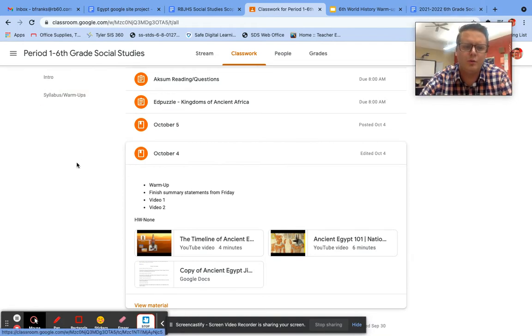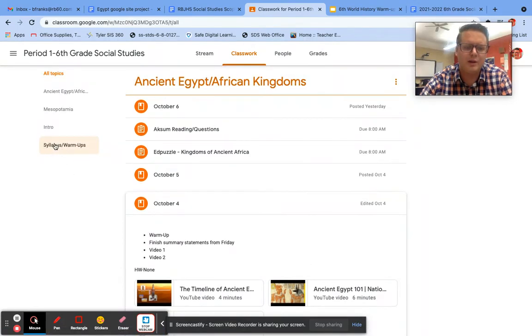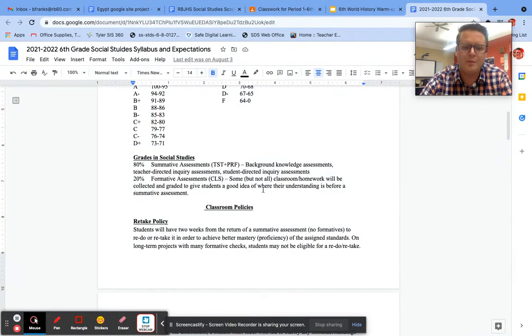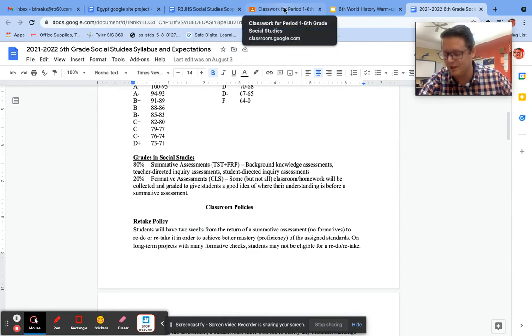By the way, on Google Classroom, the syllabus is posted right here under syllabus and warm-ups. So you can always reference this if you're ever curious about more specific logistical components. This came home at the beginning of the year, but it's a lot to remember, so it's posted there in case you ever need to reference something.